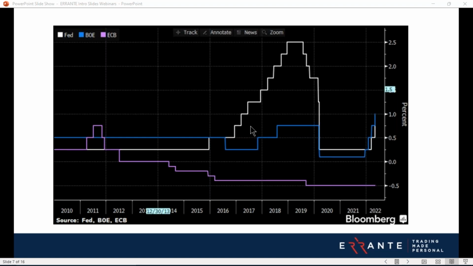So you see the white line is the Fed, the increase up to 2.5%, then obviously back down. And then the Bank of England in the dark blue and the ECB in the purple, in negative territory since 2013, 2014, and currently at negative 0.5% rates are. So interesting to see just the contrast then.